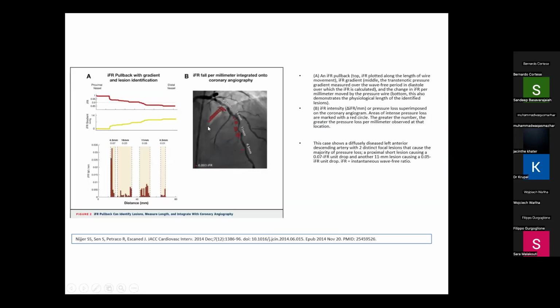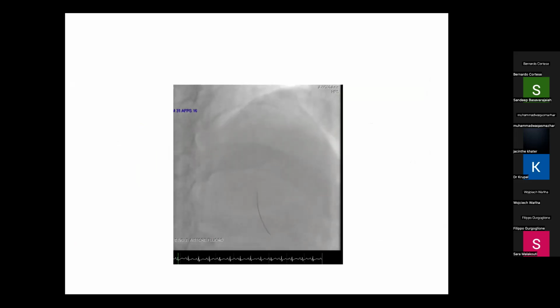This was an article which has shown a similar thing. And here each red dot is equal to a 0.03 jump in the iFR. Yeah, this is our case.